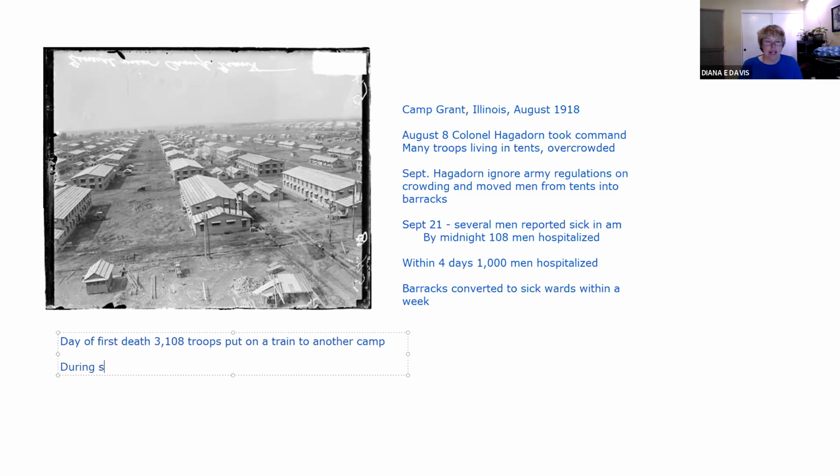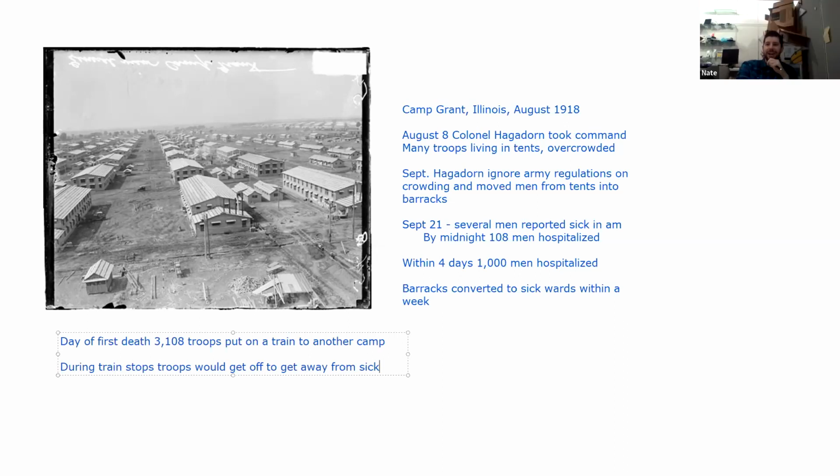So during train stops, the troops would get off to get away from the sick. What do you think's happening as these troops are getting off the trains to get away from the sick people? They're spreading the sickness they have themselves. Yes, exactly. They're spreading it to the towns where they stopped.